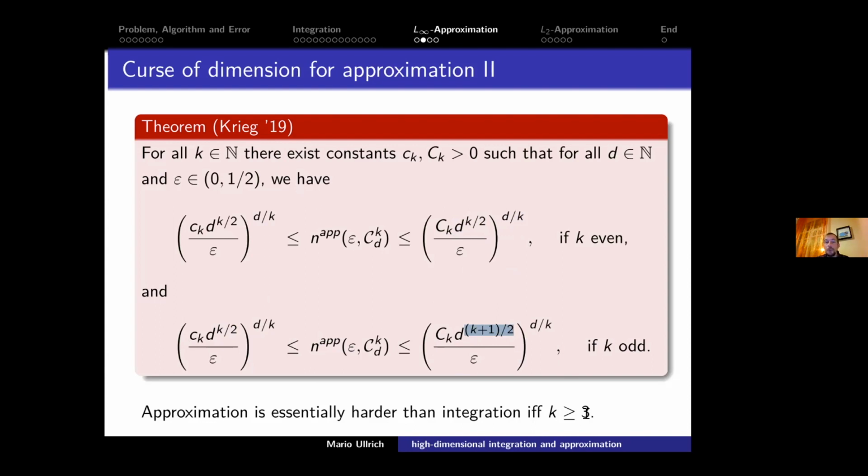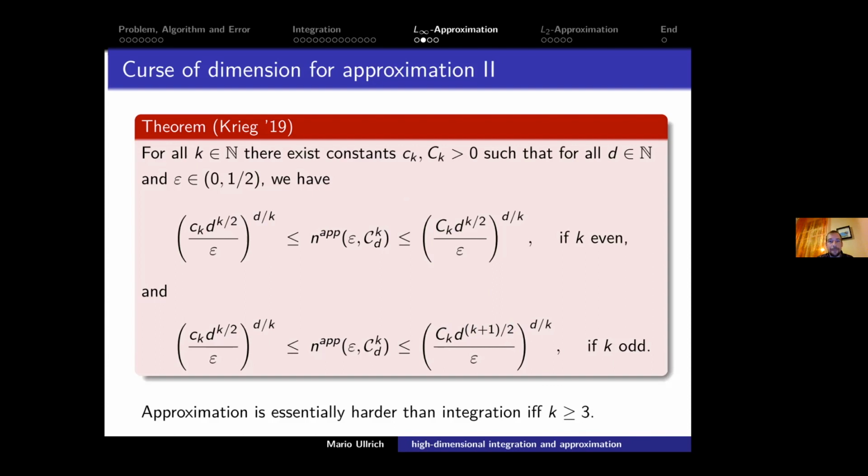So for k equals 1 and k equals 2, they are just of the same difficulty, and for k equals 1, approximation is even simpler. Sorry, not simpler. Of course they can only be of the same order, but for k equals 1 and k equals 2, there is no big difference between them, while for k larger than 3, approximation is really hard.